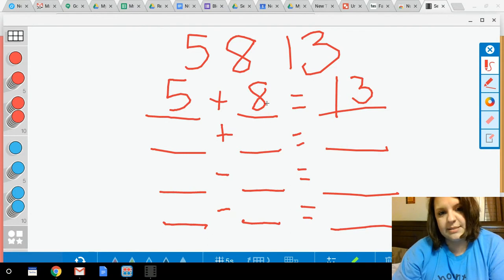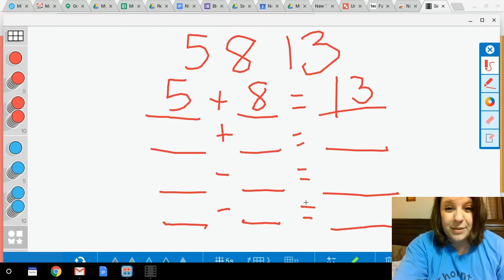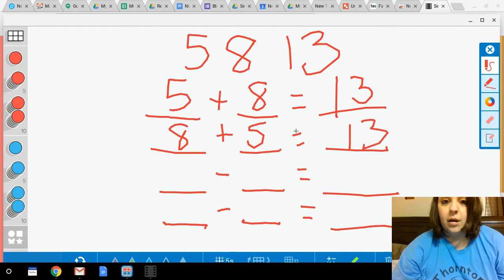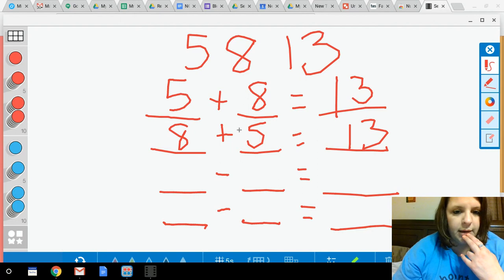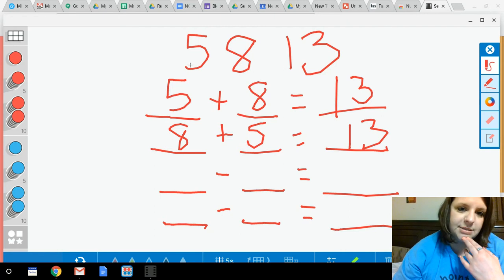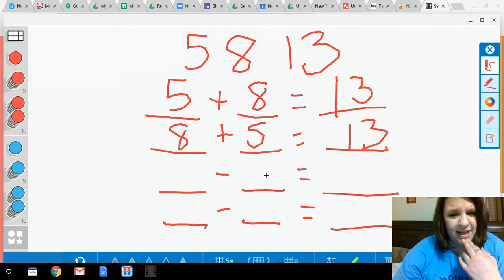If I did 5 plus 8 equals 13, what could another addition number sentence be? I hope you said it. I'm sure you did because you're so smart. 8 plus 5 equals 13. All right, we are set and ready to go with our addition. What about the subtraction? What do you know about subtraction? You are taking away. Well, if I have the numbers 5, 8, and 13, can I start with a smaller number like 5 and say 5 minus 8 equals 13?